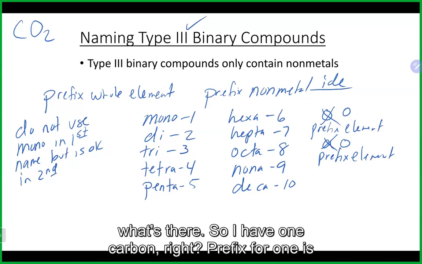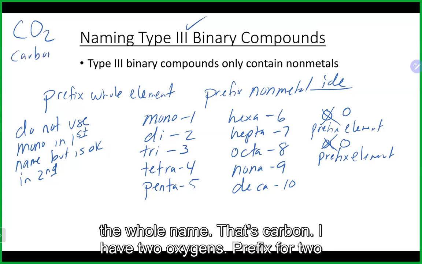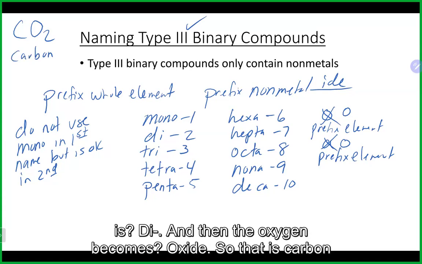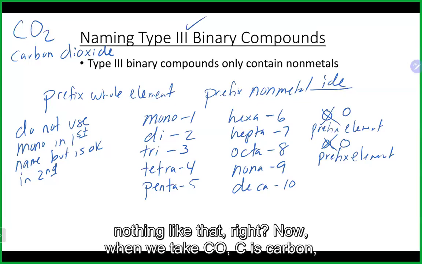So I have one carbon. Prefix for one is mono. Should I use it on the first name? No. So we just use the whole name. That's carbon. I have two oxygens. Prefix for two is di. And then the oxygen becomes oxide. So that is carbon dioxide. We're done. So nothing to balance, no charges, nothing like that.